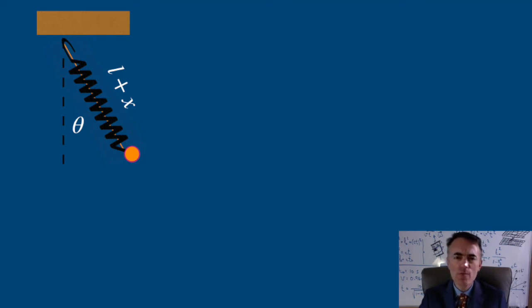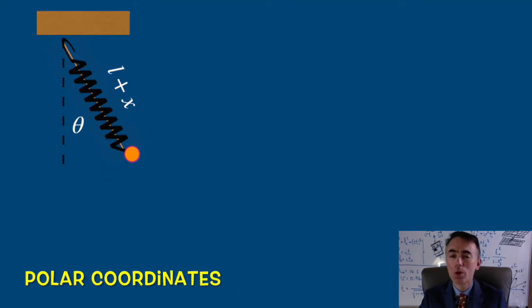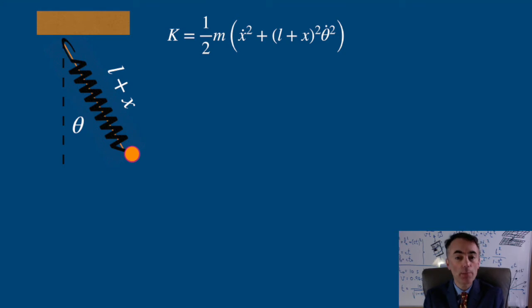Because of the kind of motion, I'm going to use polar coordinates. The kinetic energy is 1/2 of m times x dot squared plus (l plus x) squared theta dot squared. The first term is the radial component and the second is the tangential one.